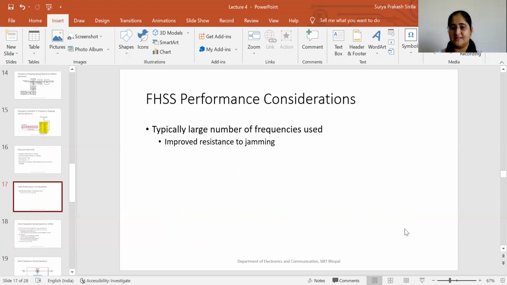Now, what are the performance considerations? As we know, the frequency hopping technique provides improvement or resistance against jamming.